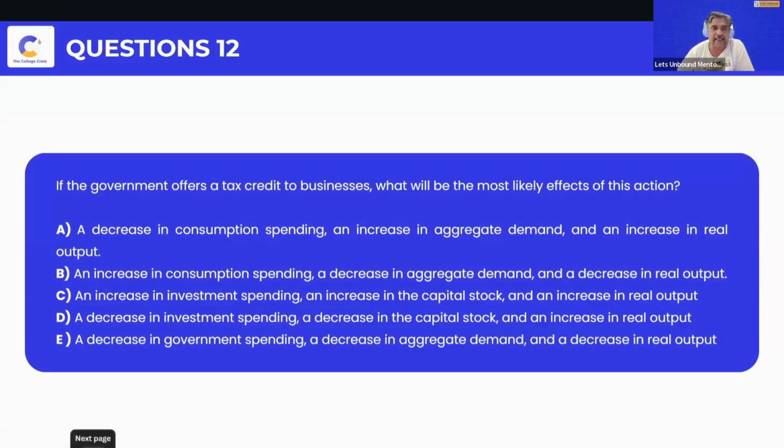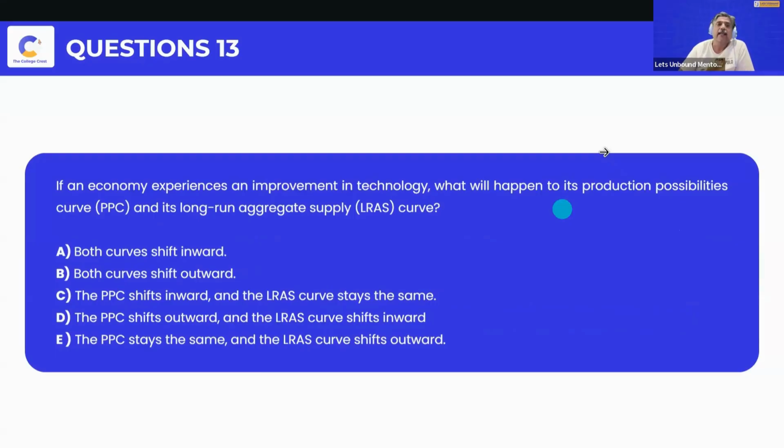Okay, so option C is the correct option here. If an economy experiences an improvement in technology, what will happen to its production possibility curve, the PPC, and the long run aggregate supply, or the LRAS curve? If the economy is experiencing an improvement in technology, it would obviously mean that the economy as a whole will grow and these curves will shift outwards. So the correct answer here is both the curves will be shifting in an outward direction.